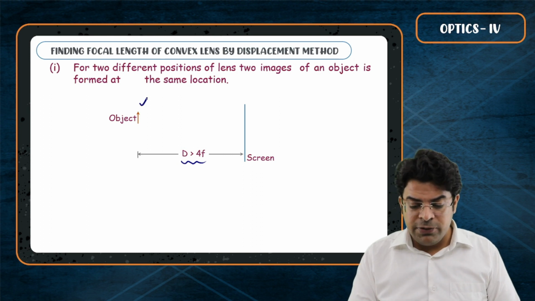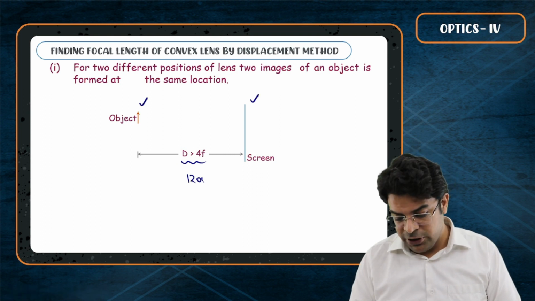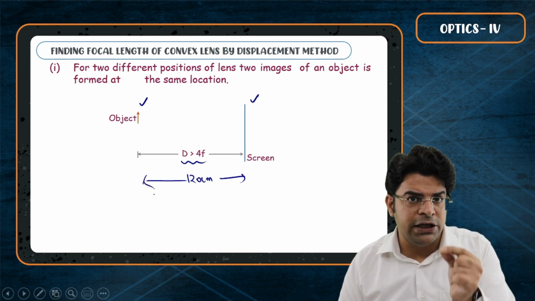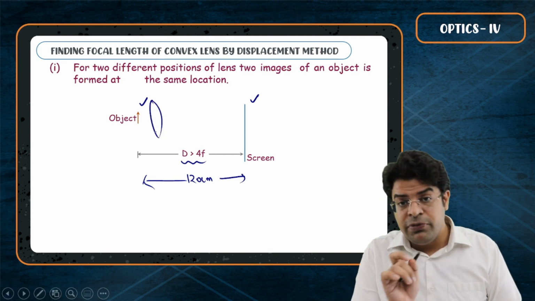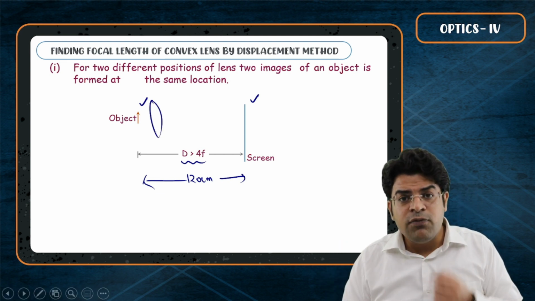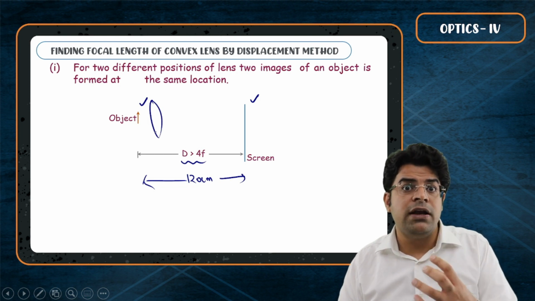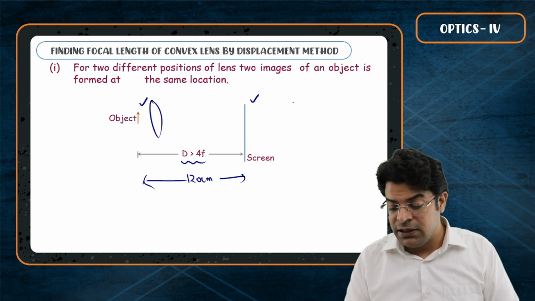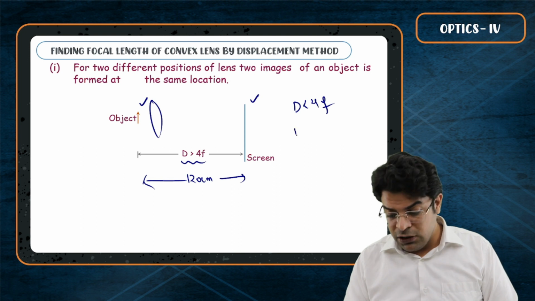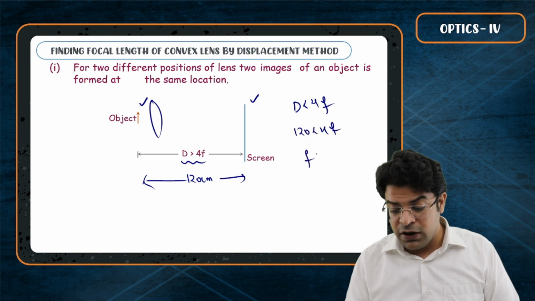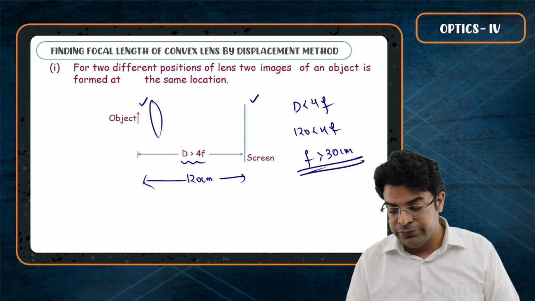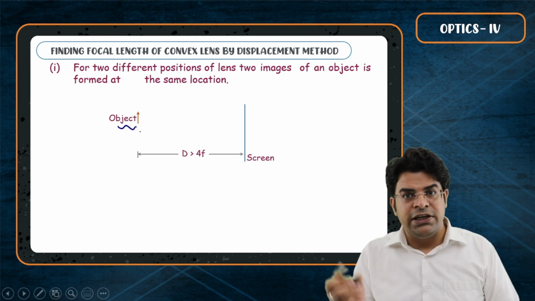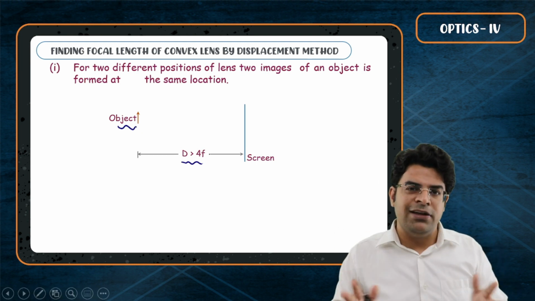Sometimes this type of question will be asked. If the separation between object and screen is 120 centimeter, and we can't find one sharp real image while moving a lens between the object and screen, then what can you comment on the focal length of this lens? If you can't find one sharp real image, this means that D is less than 4f. So 120 is less than 4f, or the focal length is greater than 30 centimeter. So, beta, so as to get a sharp image of this object on the screen, the distance between the object and screen should be greater than 4f.